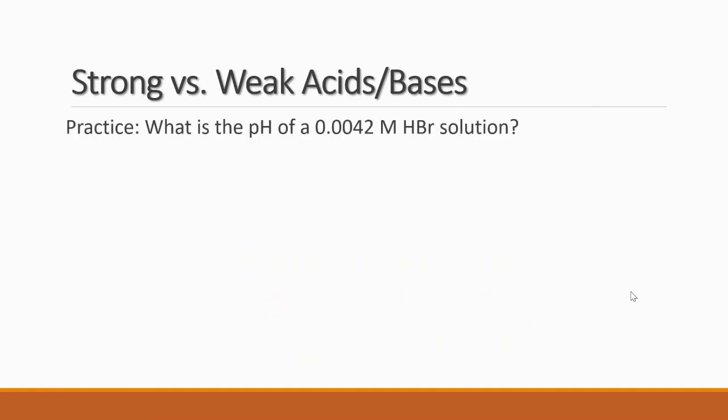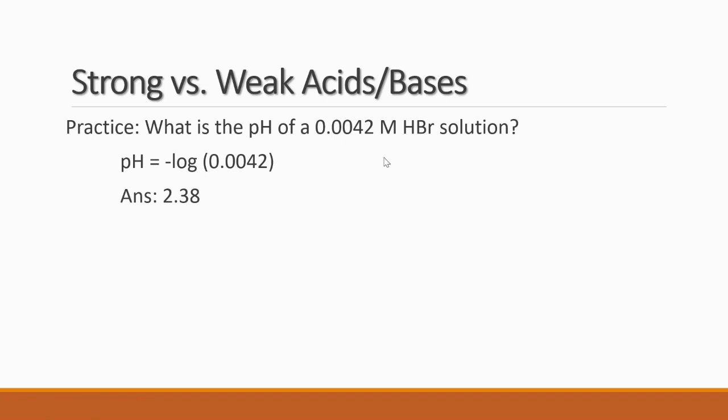What is the pH of a 0.0042 molar HBr solution? So since HBr is a strong acid, it's in the strong acid list, then we actually don't have 0.0042 molar HBr. We actually have 0.0042 molar H and 0.0042 molar Br. So to calculate the pH, we simply plug in that concentration, since that's the concentration of hydronium or hydrogen ions. So we plug that into the pH equation and we get a pH of 2.38.